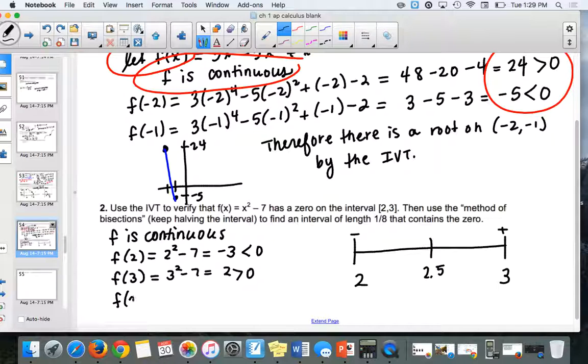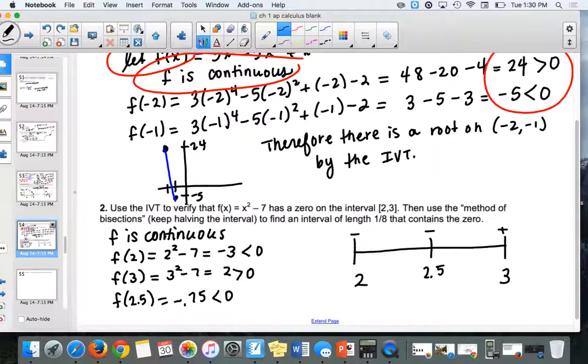And you can use your calculator to help you. So if you do 2.5 squared minus 7, sorry, I was setting up a table. All right, 2.5 squared minus 7 is -0.75. By the way, I haven't found my calculator. And so that's negative.